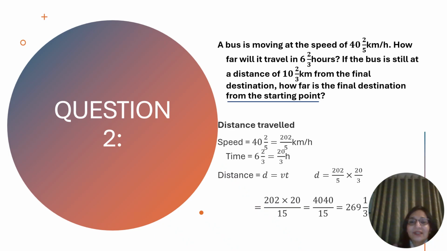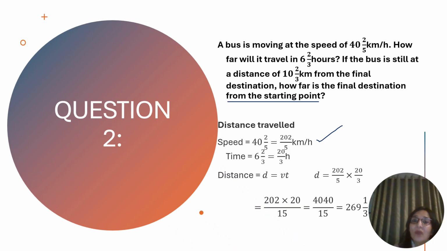Now here, if you know the formula in physics also, speed is equal to distance upon time. So what is the speed here? Very important thing, students, you need to write what is given. What is the speed given? 42 upon 5 kilometer per hour. As I told you in the previous question, you need to convert it into a proper fraction. So 40 into 5 is 200, 200 plus 2 will give you 202 upon 5 kilometer per hour.